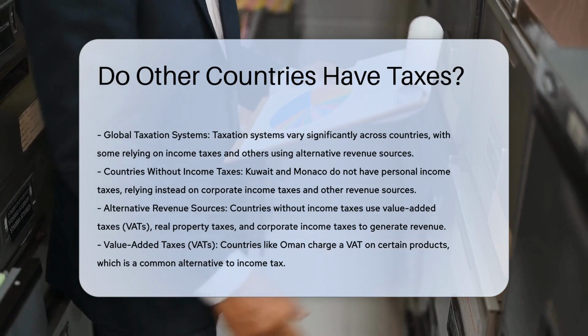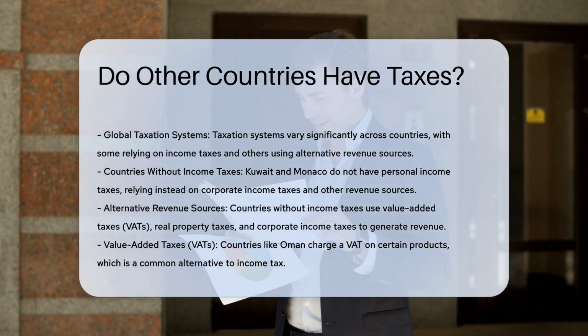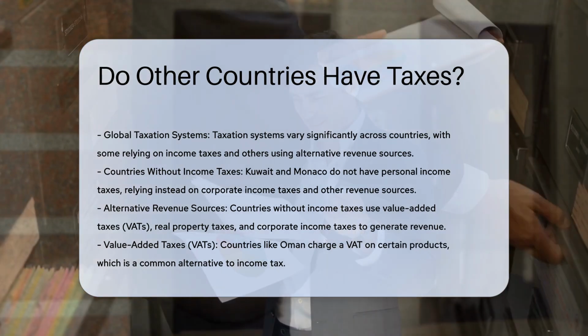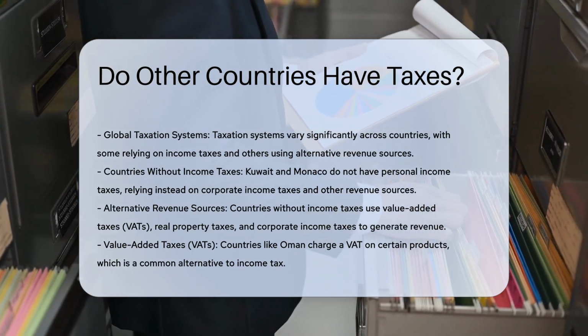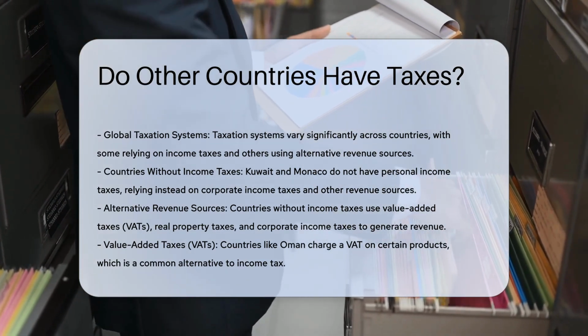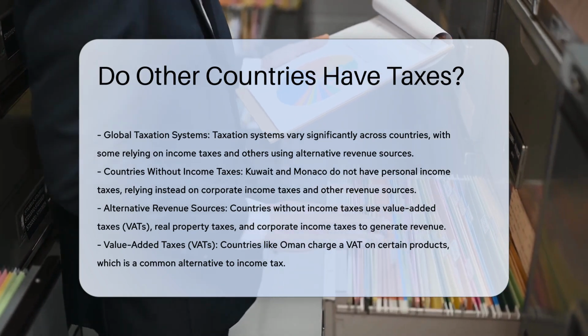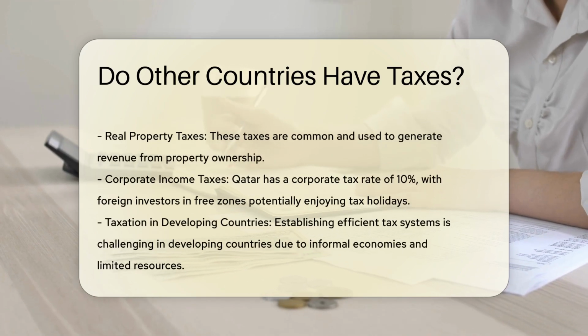Global taxation systems. Globally, taxation systems vary significantly. While many countries rely on income taxes, others do not impose personal income taxes, but instead use alternative revenue sources. For example, Kuwait and Monaco do not have personal income taxes. Kuwait relies on a 15% corporate income tax, while Monaco is known as a tax haven due to its lack of income tax.